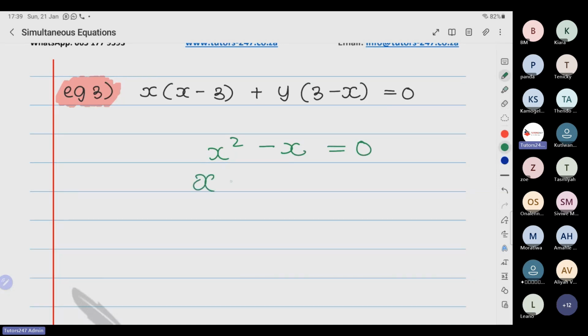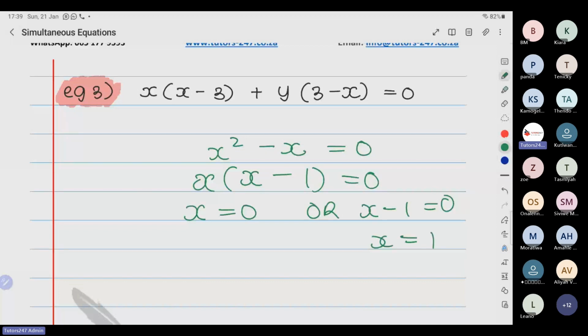From here, we can take out a common factor. We have x times (x minus 1) is equal to 0. Do you see that the product of two terms, one term is x, one term is x minus 1, is equal to 0? And we know that if one of the terms is 0, it means that the whole thing will be 0, right? Because anything times 0 is 0. So what we do from here is we separate it. x equals 0, or x minus 1 equals 0, and x is equal to 1.